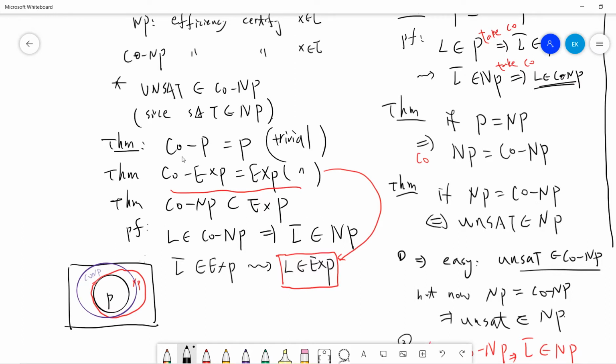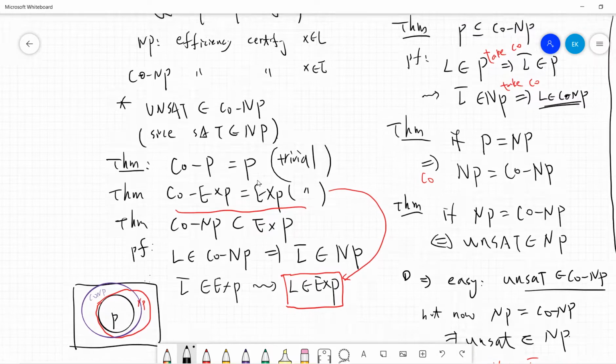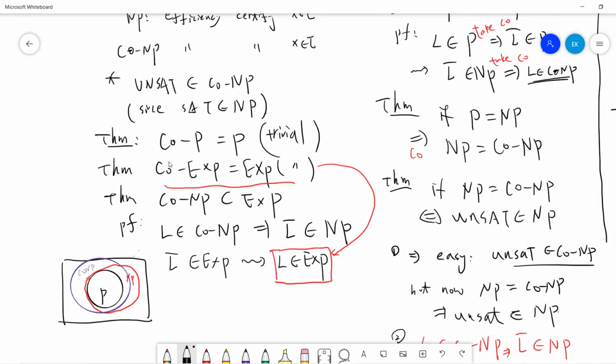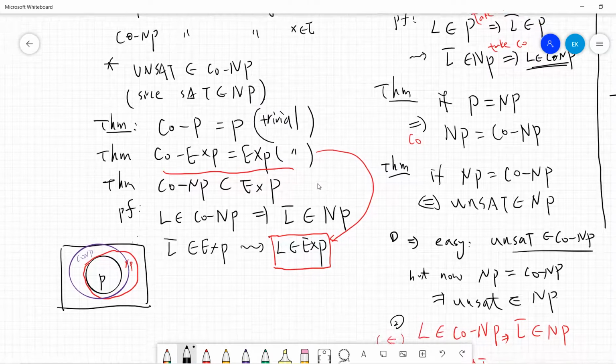One very trivial theorem is that P equals co-P. This is trivial because if you can solve this problem in polynomial time, then definitely you can easily get the answer. If someone gives you the X, then you can easily work in polynomial time. So co-P is the same as P. Also, co-exponential time is the same as exponential time, for the same reason as P, because you can solve the problem in exponential time. So NP and co-NP do not have such a difference here.